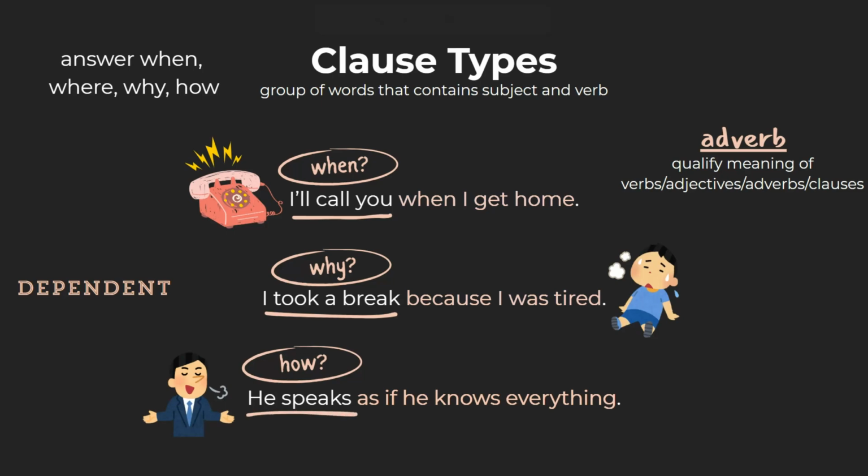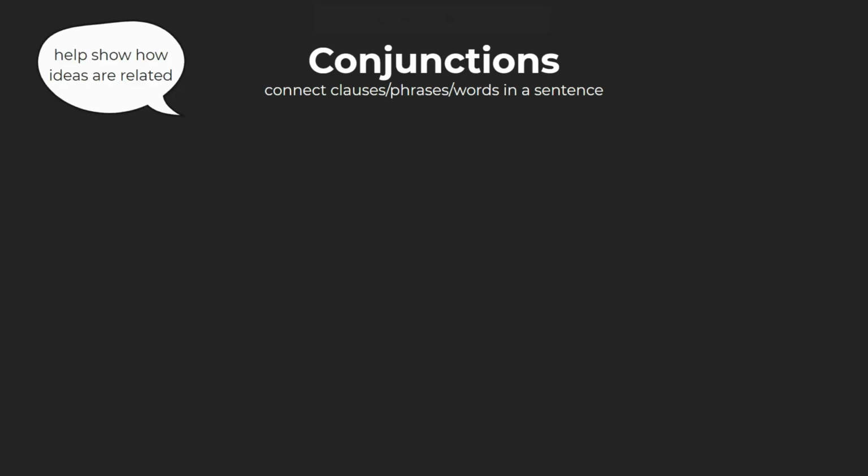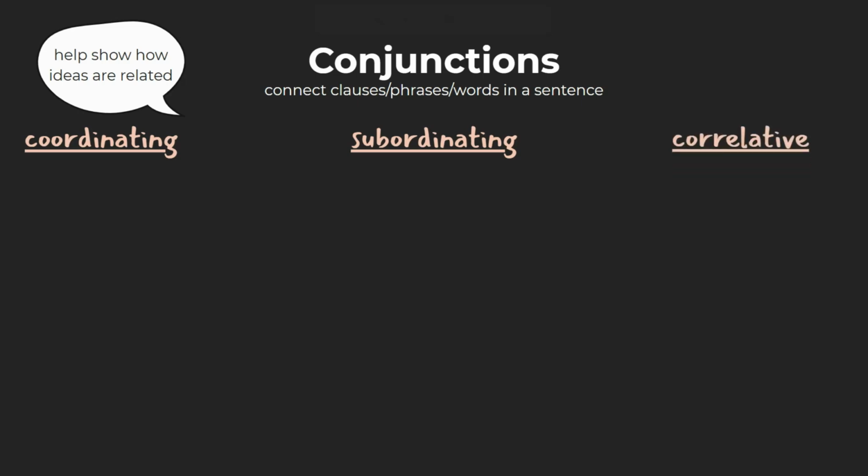Now that we've covered the types of clauses, let's take a look at conjunctions. Conjunctions are words that connect clauses, phrases, or words in a sentence. They help us combine ideas and show how those ideas are related. There are three main types of conjunctions: coordinating conjunctions, subordinating conjunctions, and correlative conjunctions. Let's break these down one by one, starting with coordinating conjunctions.